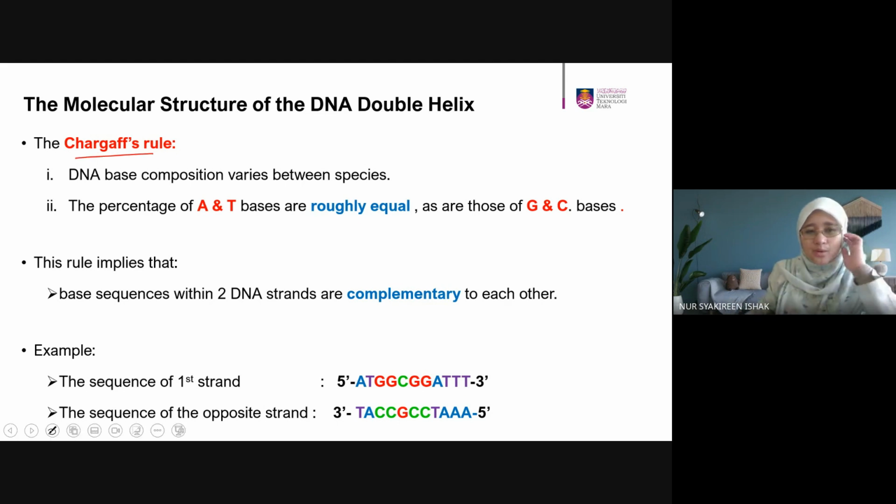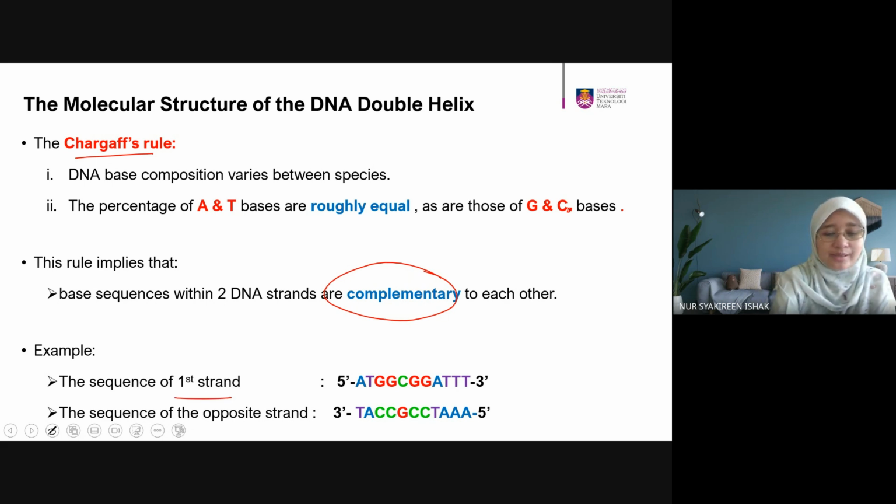So DNA base composition varies between species. The percentage of adenine and thymine bases are roughly equal, as those of guanine and also cytosine. Ni buat ni guanine and cytosine bases. So this rule implies that base sequences within the two DNA strands are complementary to each other.